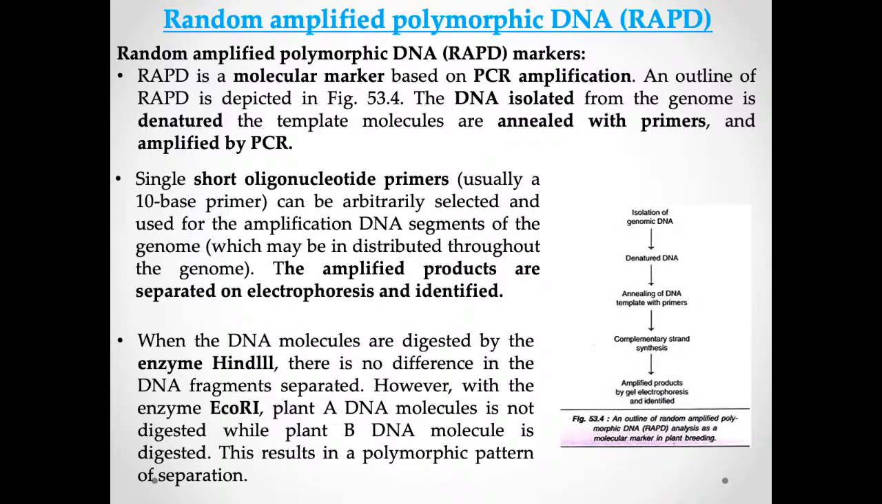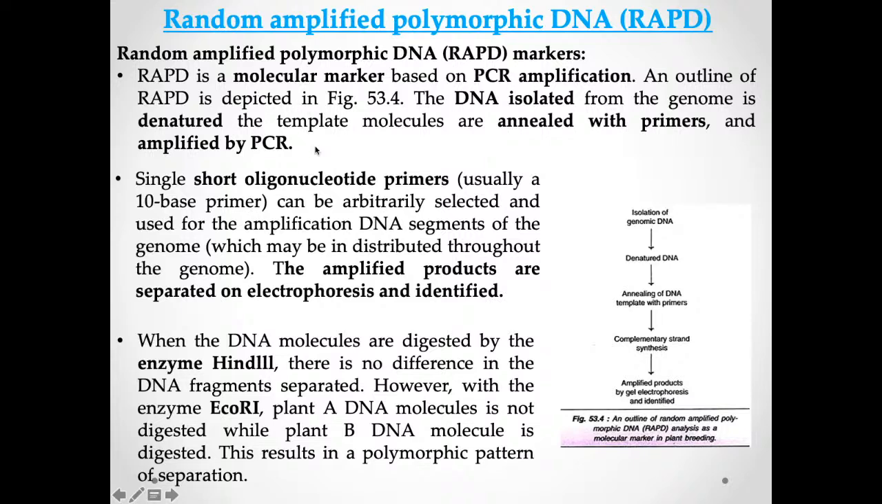So random amplified polymorphic DNA, these are molecular markers which are based on PCR amplification. An outline of RAPD is shown here. You isolate your genomic DNA, then you denature the DNA, then annealing of the DNA template with the primers, and then you have complementary strand synthesis, then the amplified products are run by gel electrophoresis, and you identify them.